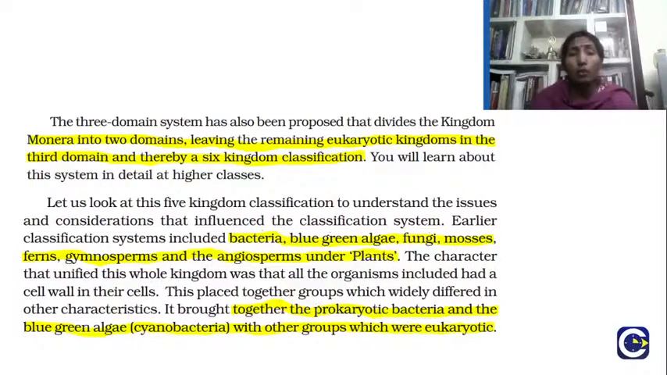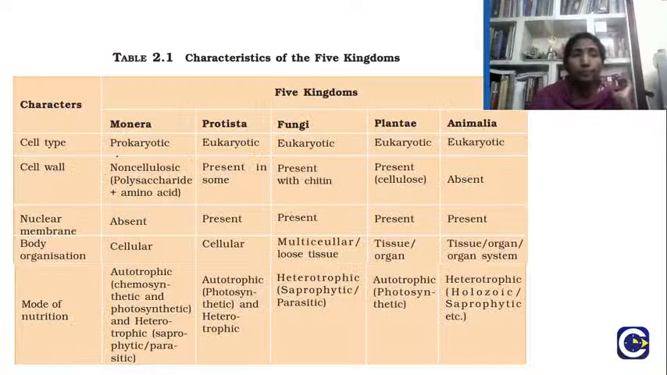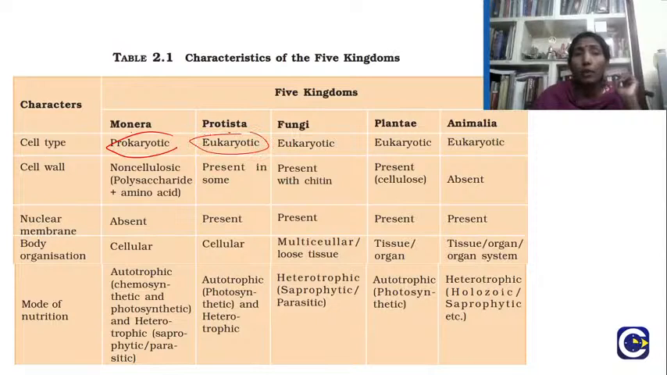So it brought together the prokaryotic bacteria and the blue green algae, that is the cyanobacteria, with other groups that were eukaryotic. So they started separating like this: prokaryote and eukaryote, and if you look at the cell type and not just the cell structure, we understand things better. Okay, so look here. You can see in the Monera, it is prokaryotic, whereas look into this Protista, they all are eukaryotic. So this is where they are able to make it out.